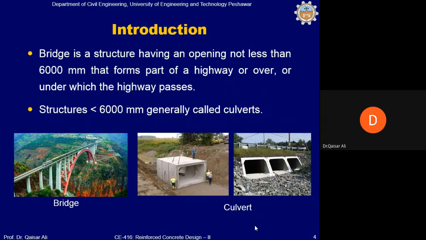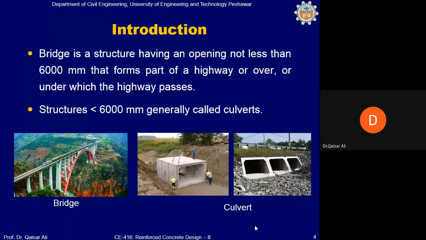Okay, first of all, we will define a bridge. What is a bridge? Bridge is a structure having an opening not less than 6 meters or 6,000 millimeters that forms part of a highway or over or under which the highway passes. Part of a highway means that they are at the same level. Over means that the bridge is over the highway, and under means that it is an underpass. So in all the three cases, it will be called a bridge.